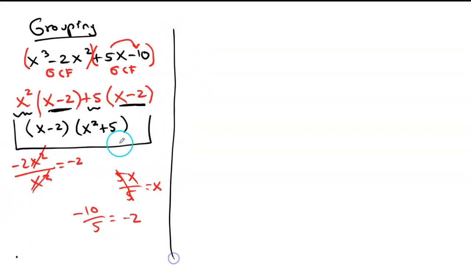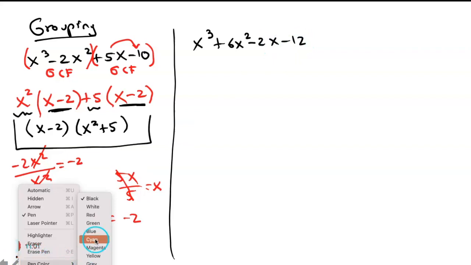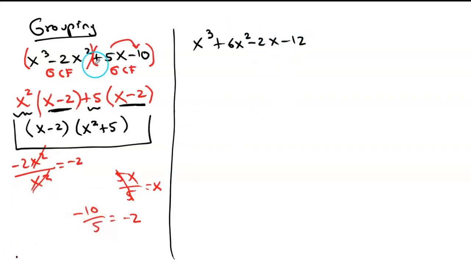Grouping. Let's do one more. Let's say that I have x cubed plus 6x squared minus 2x minus 12. All right. 1, 2, 3, 4 terms. Therefore, I have to do grouping. That's how you know what you're using, right? They're not going to tell you factor by grouping.